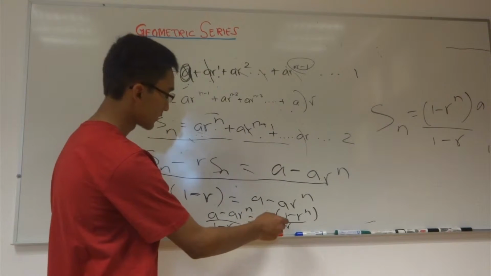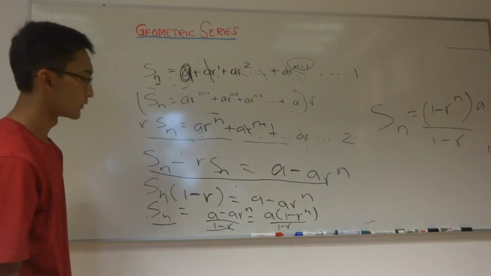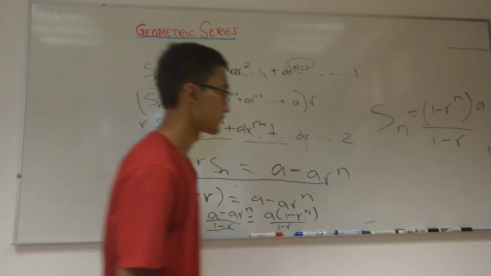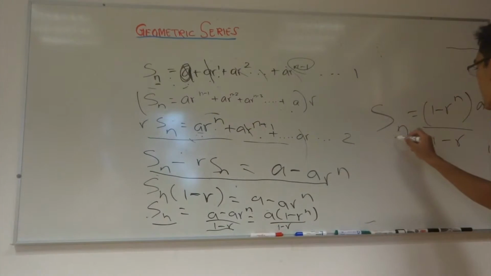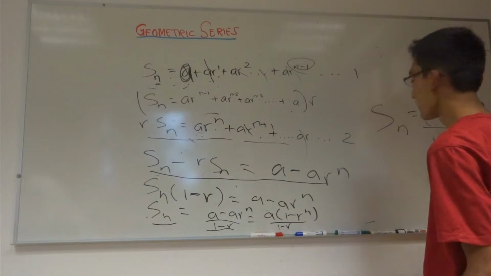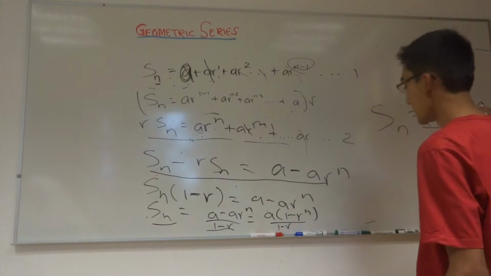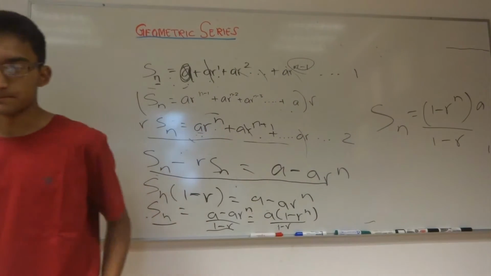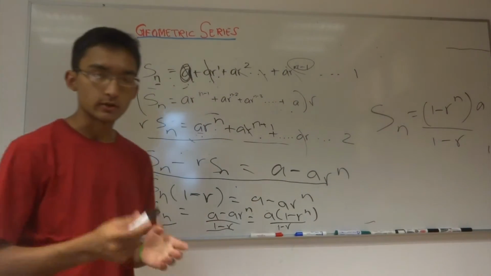Then you take A as common, and then you'll have this. So the formula for the sum of a geometric sequence will be S sub n is equal to A times 1 minus r to the power n, divided by 1 minus r. So now I'll be showing you guys an example.